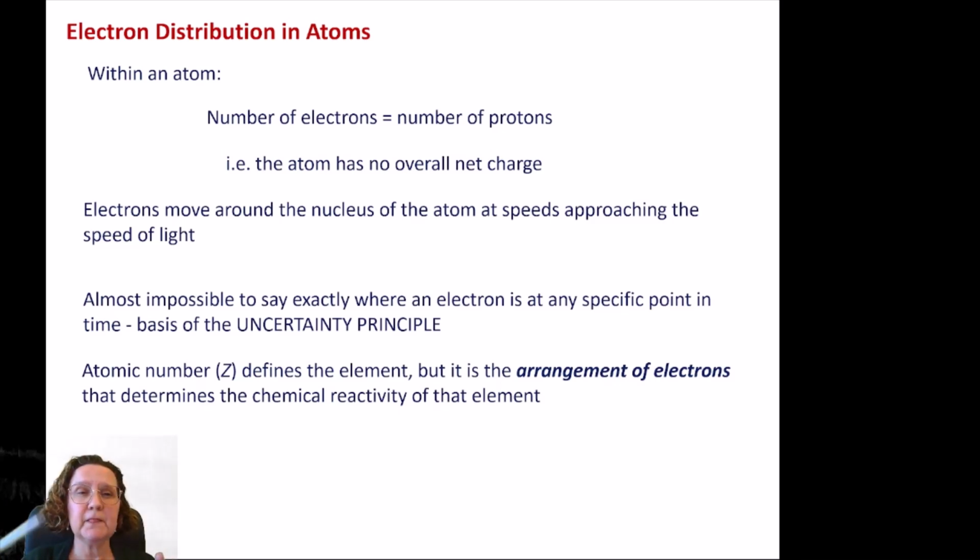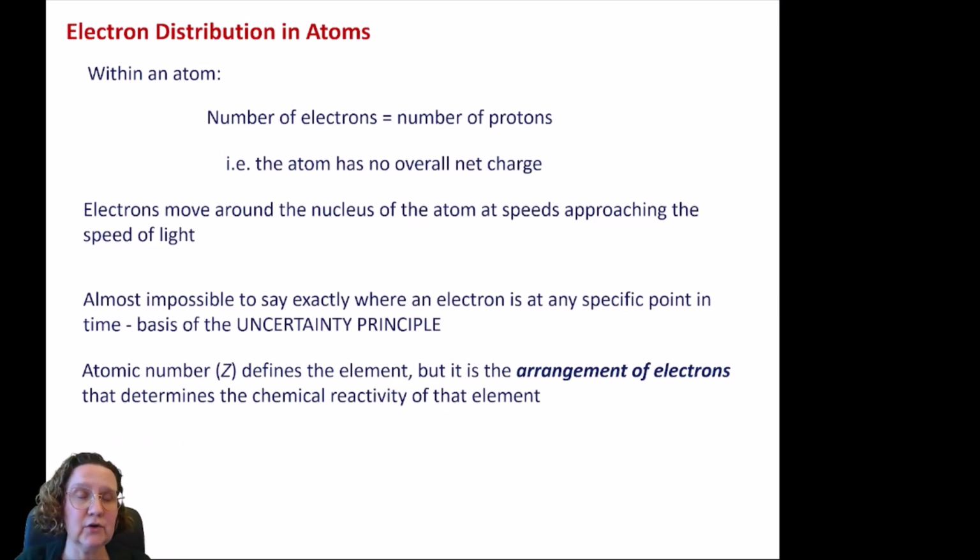So electrons move around the nucleus of an atom at speeds approaching the speed of light. And because they're so small, and the equipment we use to measure them provokes changes in what we are measuring, it's impossible to know exactly where an electron is at a specific point of time and how fast it's traveling. Those of you might have come across before the uncertainty principle. So we don't know where an electron is.